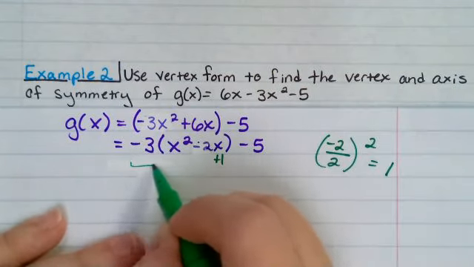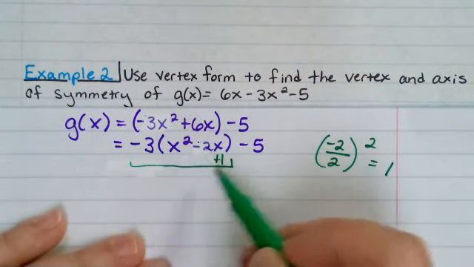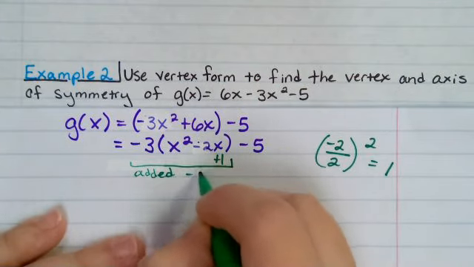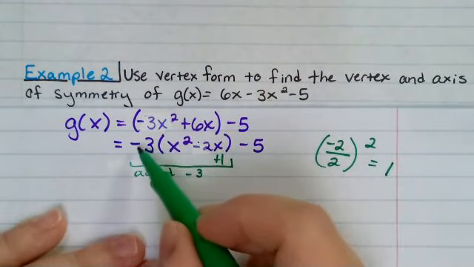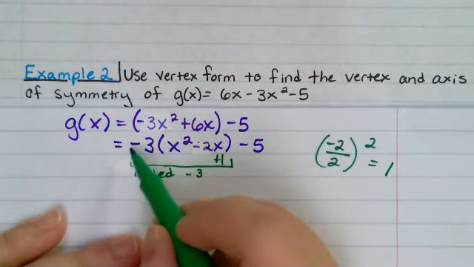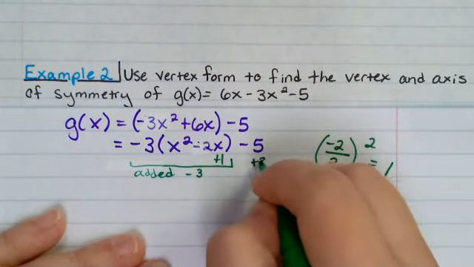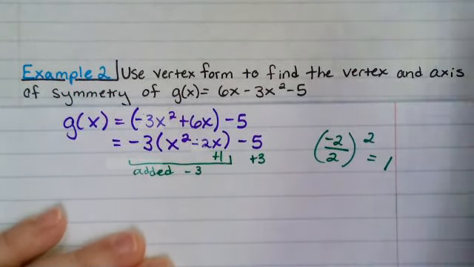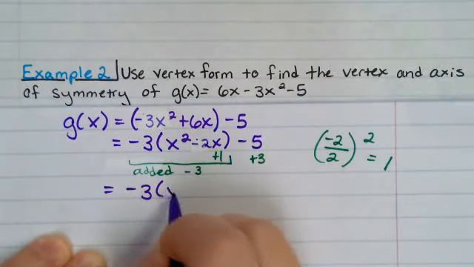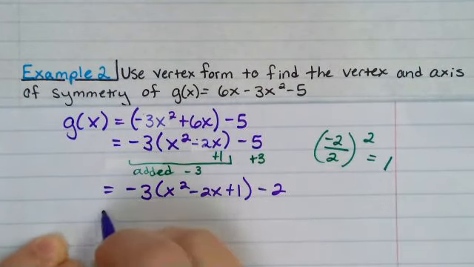But remember what we were saying earlier, guys. This was not actually the value 1 added to this term. This actually added a negative 3, right? Because of that negative 3 in the front. So yes, it's going to look like a negative 1 when we write it, but the value was actually a negative 3, which means I need to add a positive 3 over there. So this gives me negative 3 times x squared minus 2x plus 1 minus 2.